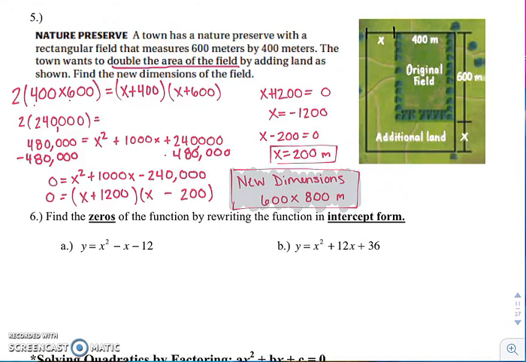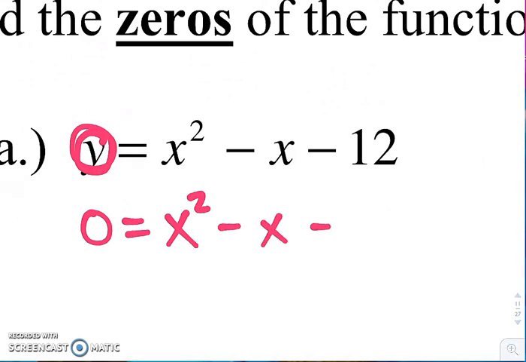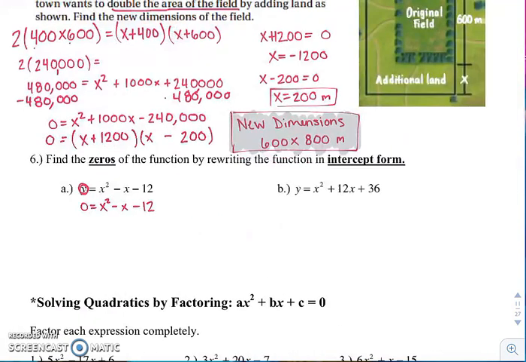Now for number 6, it asks you to find the zeros of the function by rewriting it in intercept form. This is another one of those things where we talked about calling the solution a different thing. That's what it's asking for when it says zeros. So what you will do is make your y 0 and you'll factor just like you did in the previous problems. It's just that y becomes 0. And that literally puts it in intercept form for you to be able to factor it and solve.